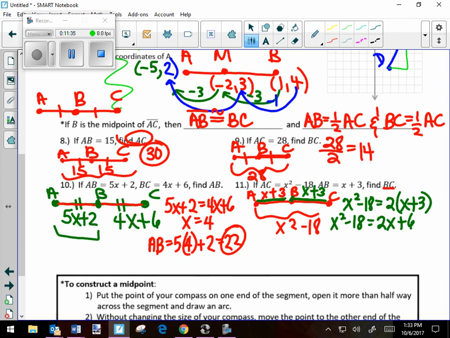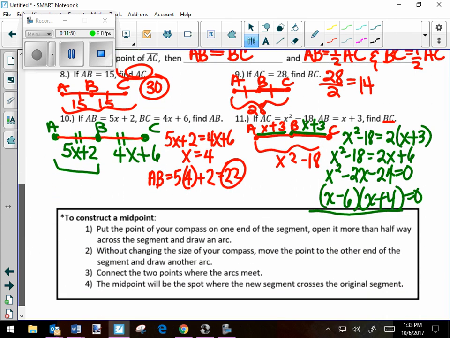It's a quadratic equation, so I want to get it equal to 0. I'm going to factor, so (x minus 6)(x plus 4). And then when I make my little t-chart and solve, I end up getting that x is 6 or x is equal to negative 4.